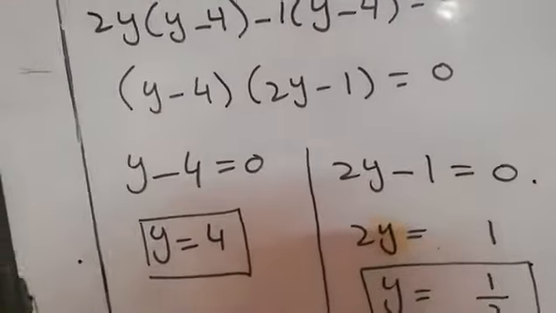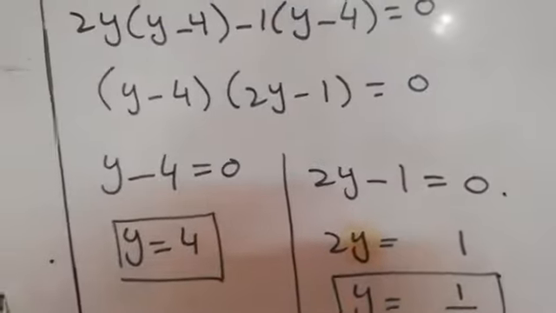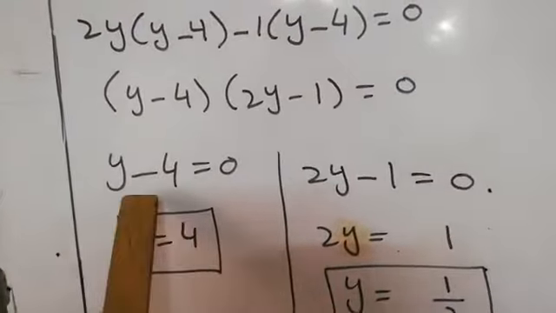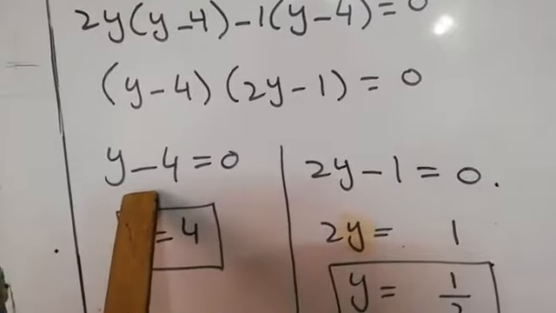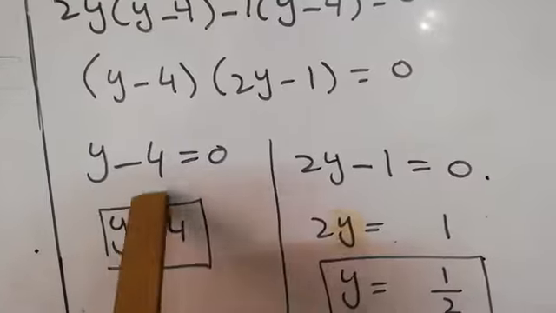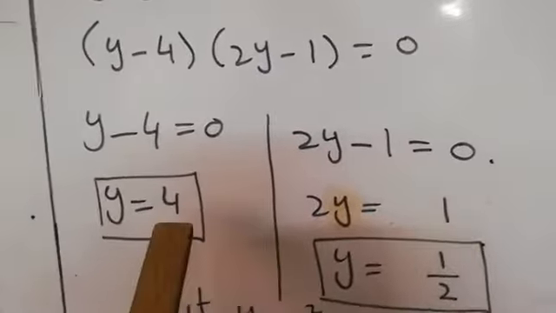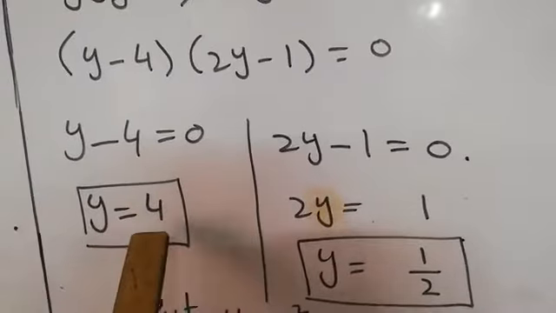Now my dear students, since their product is equal to 0, it means that any one factor is equal to 0. So we will put both factors equal to 0: y - 4 = 0 or 2y - 1 = 0. From this we get y = 4 and y = 1/2.